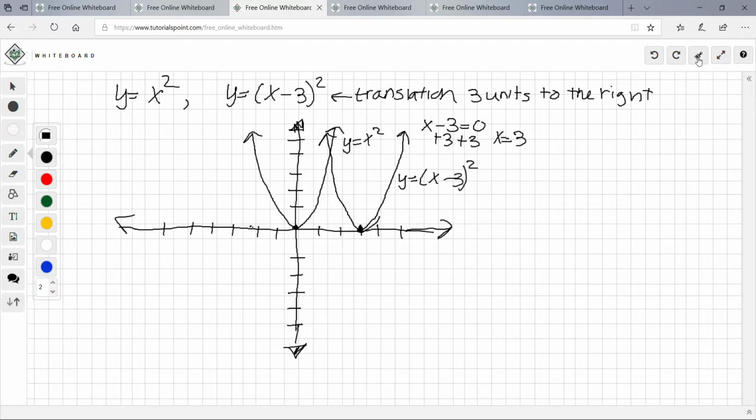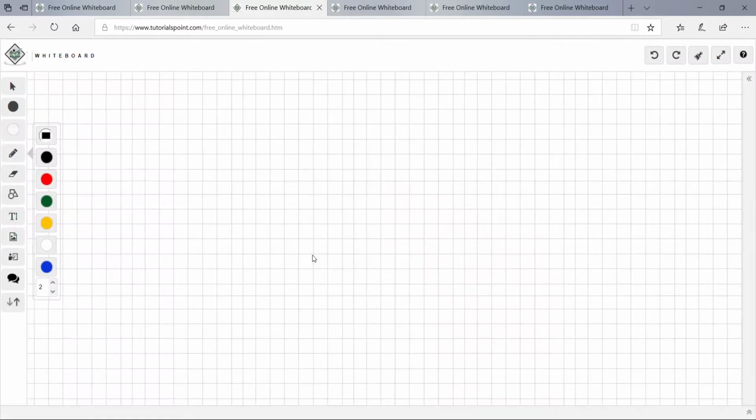Okay, let's do another one. So we have y equals square root of x, and then y equals square root of (x plus 9). Do you guys remember the graph of a square root? A typical square root graph looks something like this, right? It starts at the origin (0, 0), and then it just goes like this. This is a typical square root of x graph.